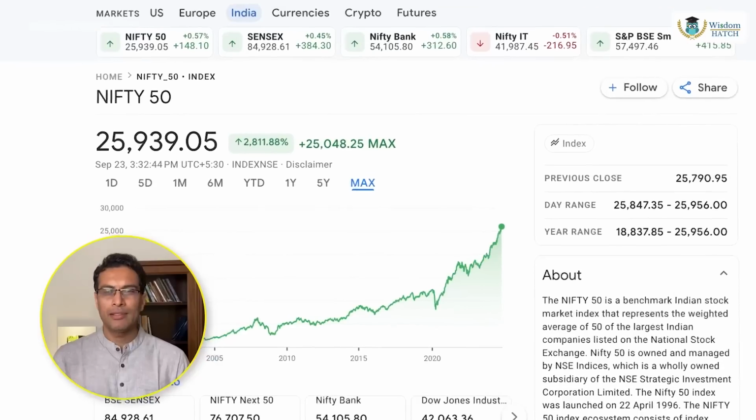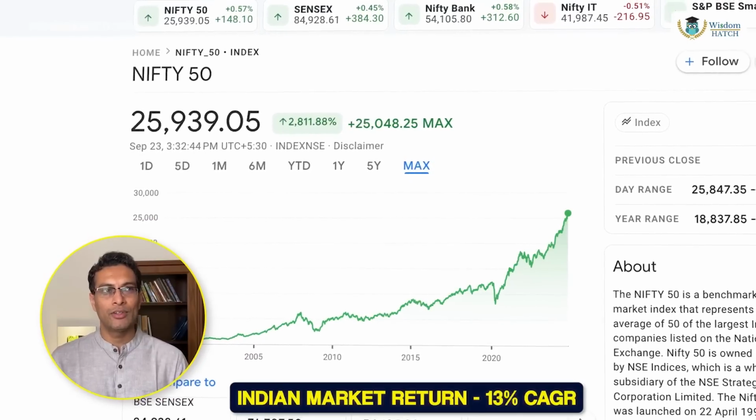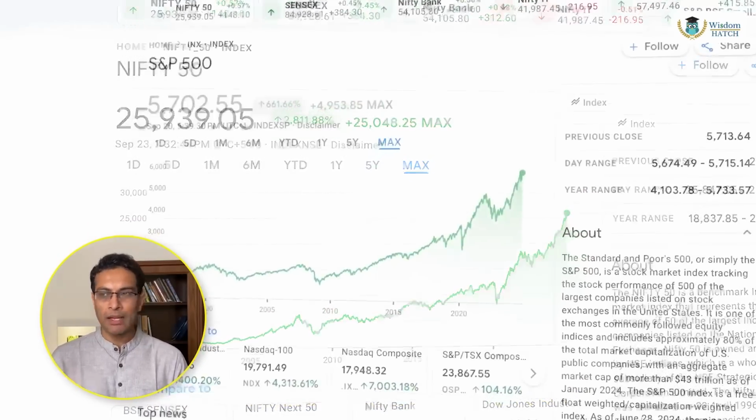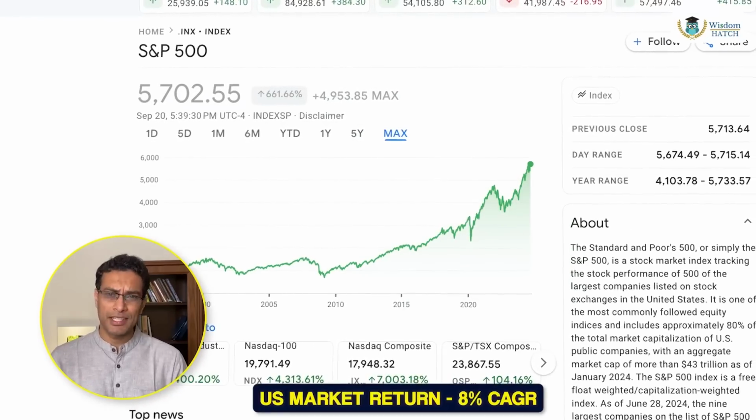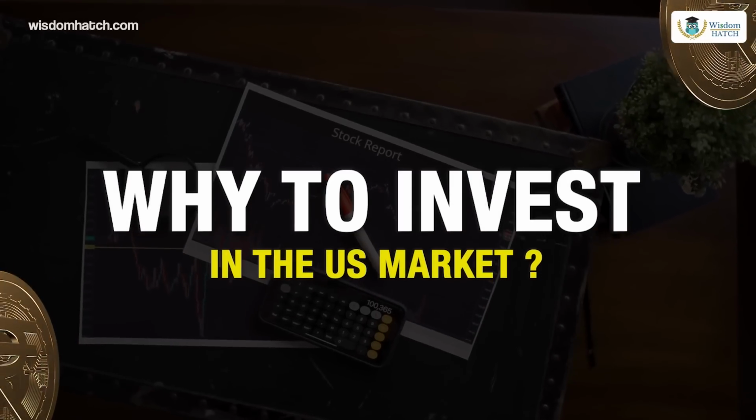Now you might say, look, okay, fine, election is happening, interest rate cut has happened, corporate buybacks, stock buybacks will happen in the US. All makes sense. But I have seen the Indian market giving like 13% CAGR, but the US market gives me like 8-9% CAGR. So why should I put money in the US market when I'm getting such low returns? Why not the Indian market?